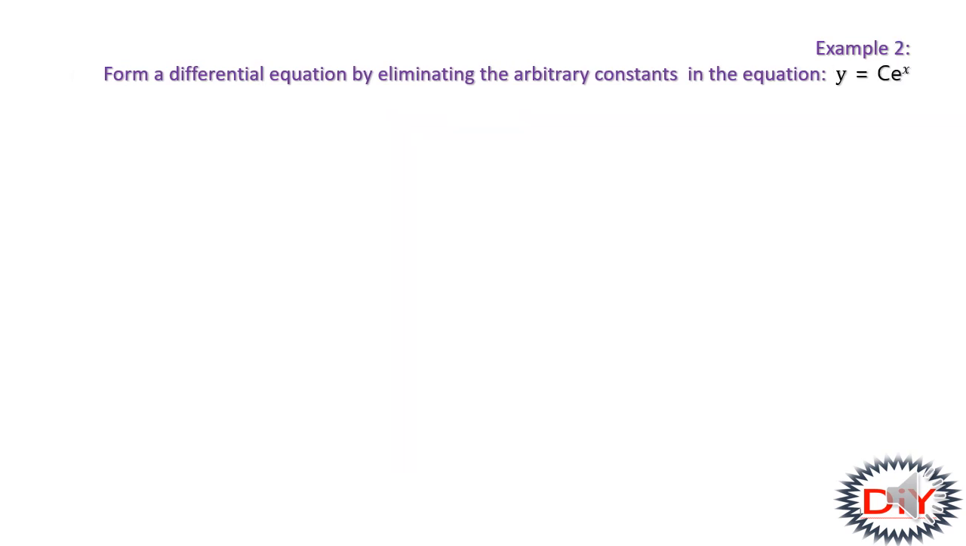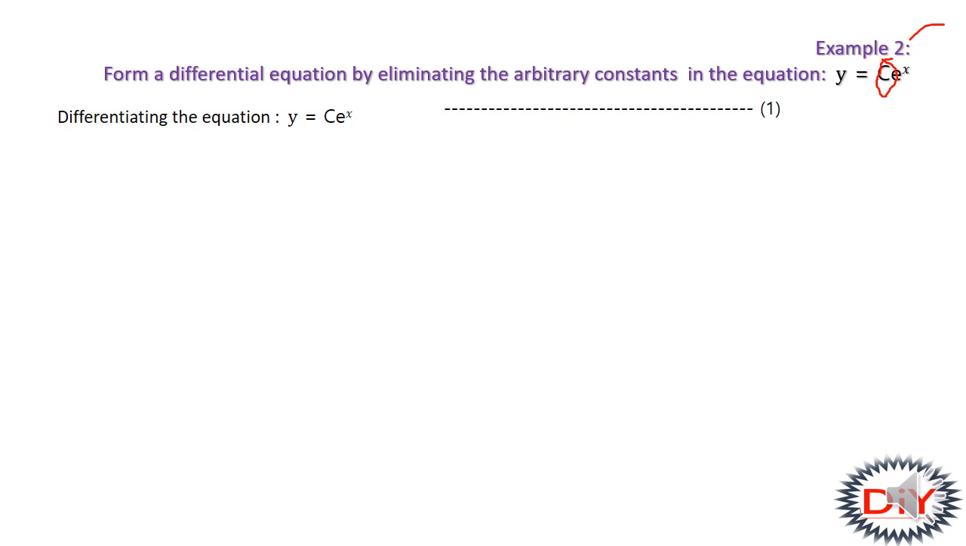Now example 2. I said form a differential equation by eliminating the arbitrary constant in the equation y equal to c e^x. Now there are some technical issues we have to look at here. We have y equal to c e^x. Don't forget, when we are differentiating e raised to the power of x, the answer is usually what? E raised to the power of x. And c here is a constant. So let's dive into the solution.